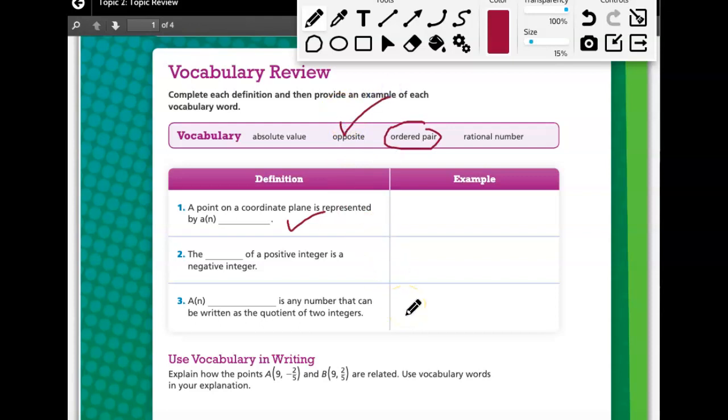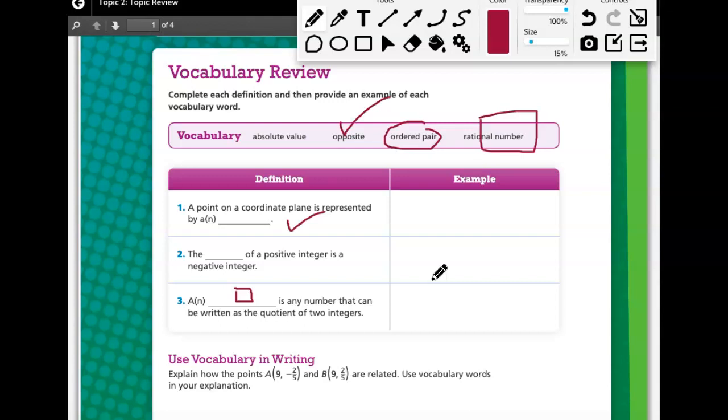The next one. A blank is any number that can be written as a quotient of 2 integers. What will that be, Tiffany? I don't know because I didn't write anything. All right, Mansi, want to bounce that back? I think it's a rational number. That is correct. A rational number is any number that can be written as a fraction or as a quotient of 2 integers. So 5 can still be written as 5 over 1.